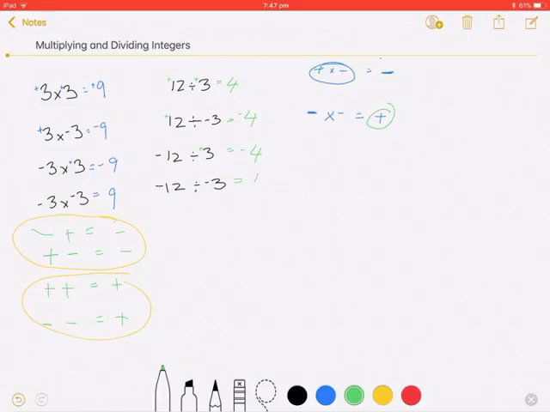So there we go. There's a little plus. Just remember that. Okay, hopefully it helps you with multiplying and dividing.